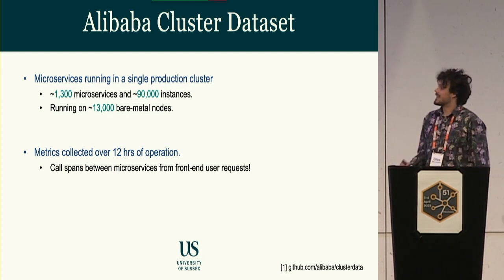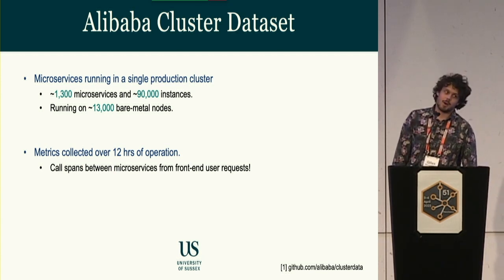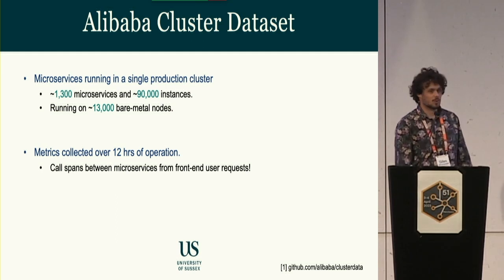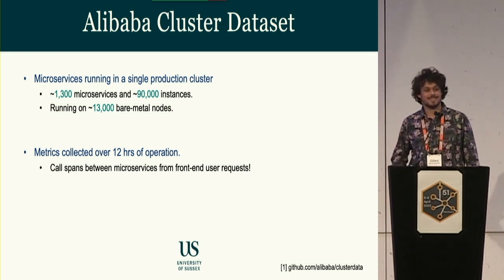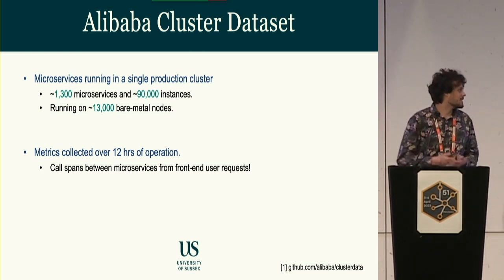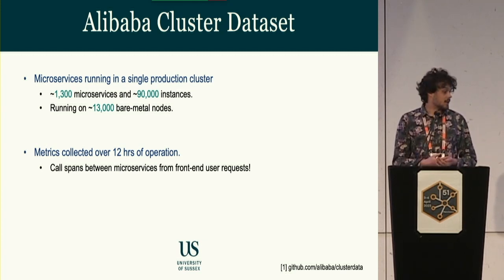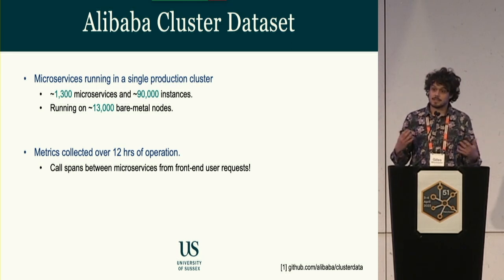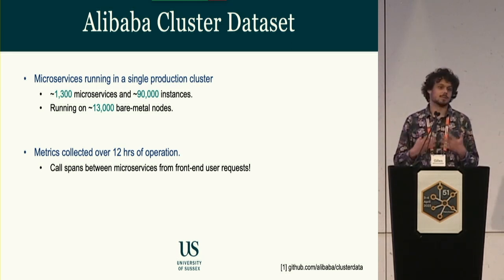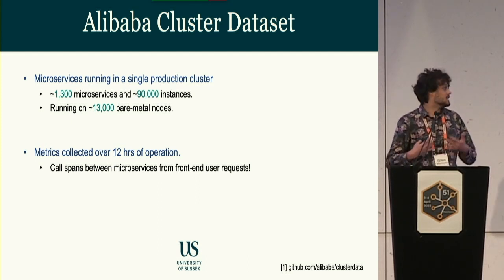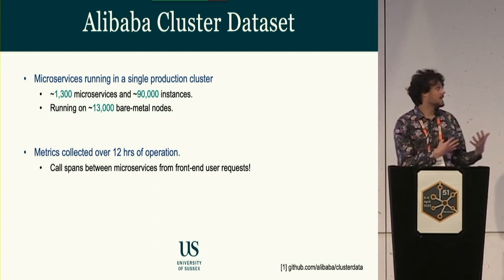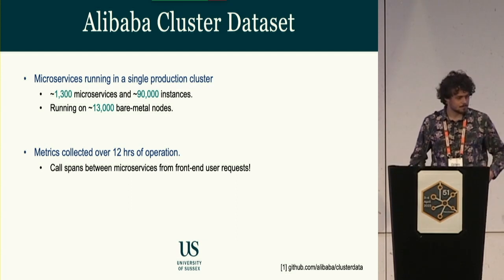The metrics are only collected over 12 hours of operation, which is not great, but in academia, we always take any data we can get. So this is something we have to make do with. The most powerful thing about this dataset is they supply us with the distributed tracing data for essentially the call spans between the microservices based on the user requests over the 12 hours. So these are essentially the runtime dependencies that I was talking about on the previous slide.